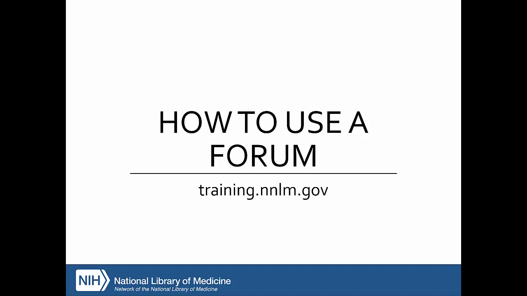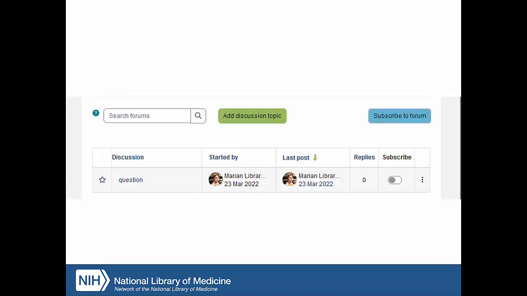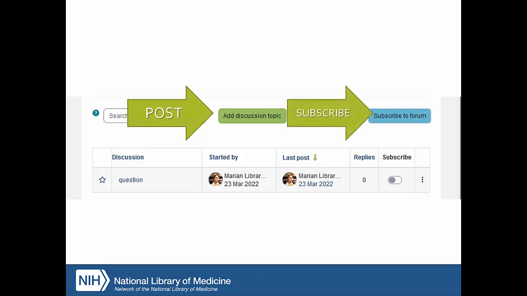This video shows you how to use a forum on training.nnlm.gov. Forums are represented by a red chat icon. Here is a screenshot of a forum for general use. The green Add Discussion Topic button allows you to add a discussion topic. The blue Subscribe to Forum button allows you to subscribe and unsubscribe from any forum.